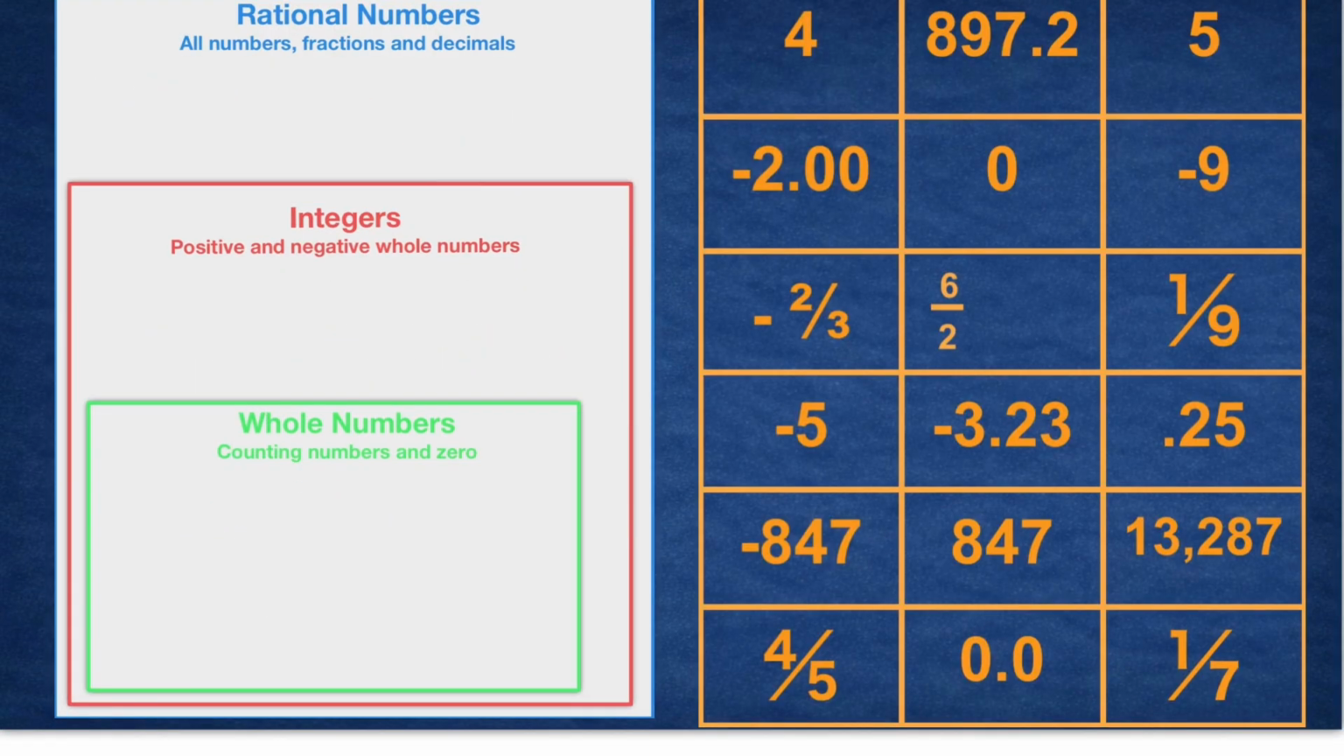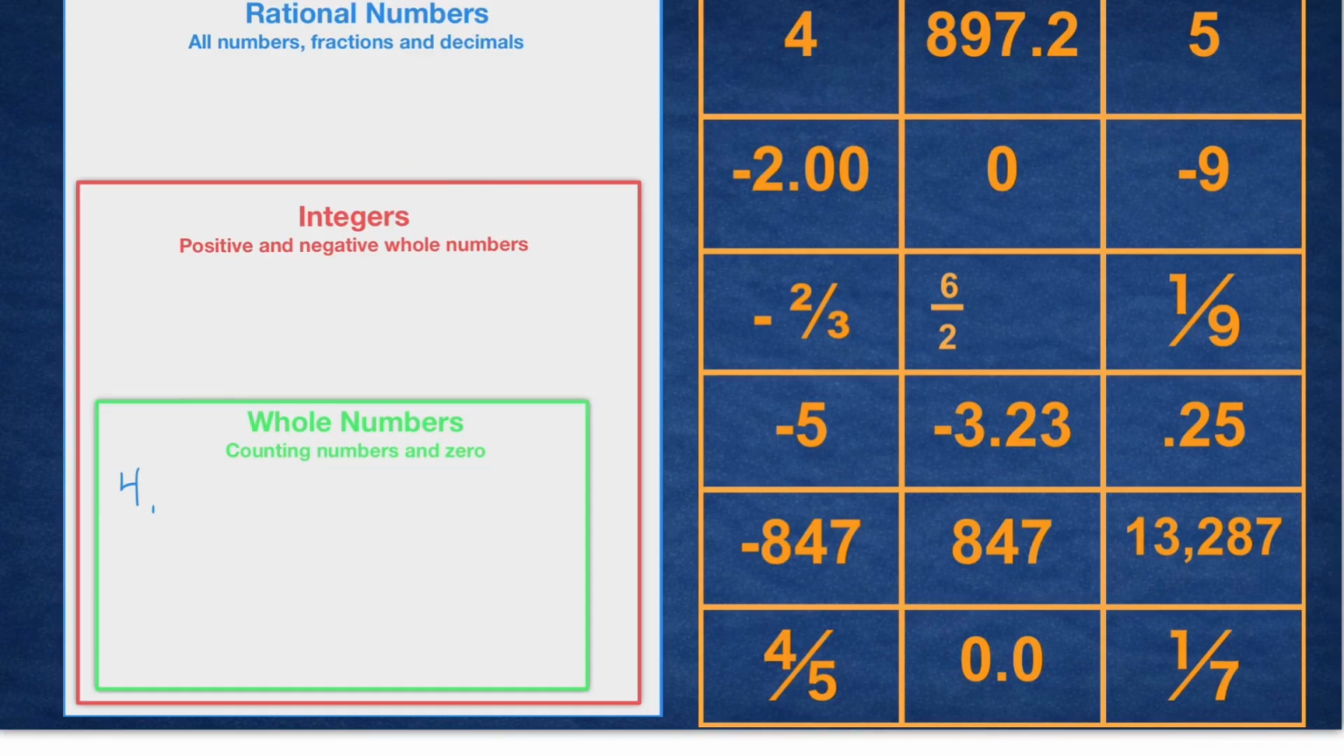So now we've got a list of numbers here and we're going to classify them. Now to start out with, all of these numbers are rational numbers, but not all of these numbers are integers and not all of these numbers are whole numbers. So we're going to go through each number and put them in the section that they belong in. We're going to start with 4. 4 is a rational number. It is also an integer because it is a positive whole number, and it is also a whole number. These are your counting numbers and 0. 4 falls in that category. So we're going to put 4 down here.